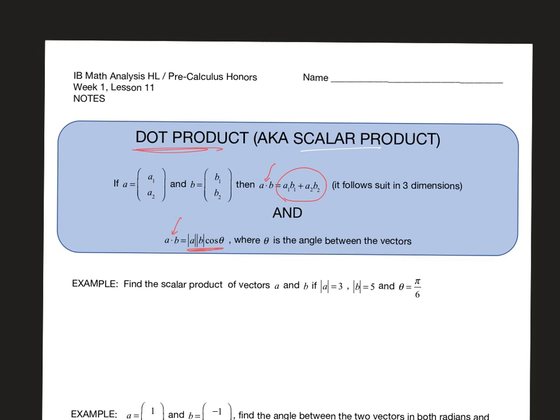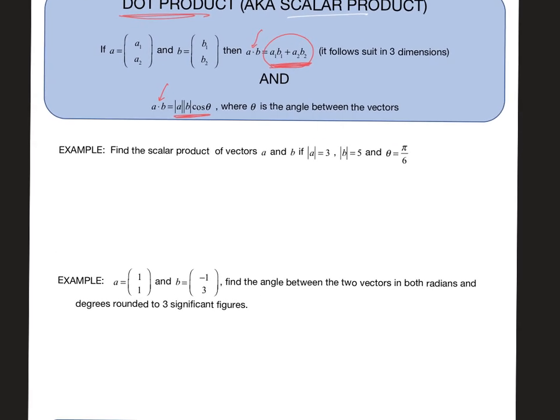And there's going to be times where instead of having A dot B, you're just going to have this part. It just really depends on what the question is asking. So let's try this first example. Find the scalar product of vectors A and B. I know the magnitude of A, the magnitude of B, and an angle.